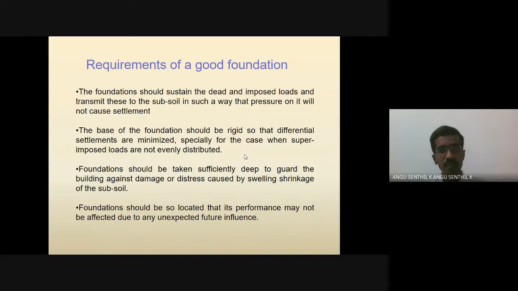The next, the foundation should be rigid so that differential settlements are minimized. And then the foundation should safeguard the building against damage or distress caused by swelling and shrinkage of the subsoil. We should plan the location of the foundation in such a way that unexpected future influences do not affect the foundation. Accordingly, the location of the foundation should be chosen.